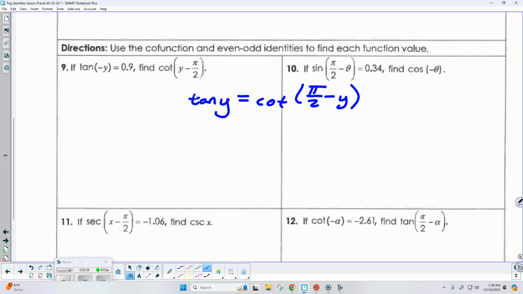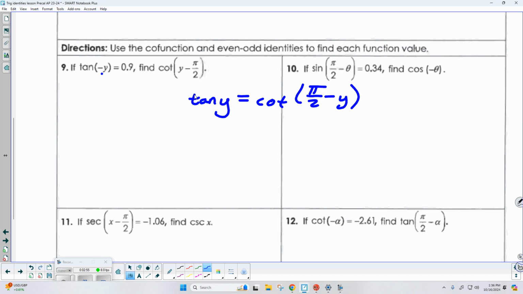Okay, so let's go ahead and start with what they give me. Tangent of negative y equals 0.9. This is where even and odd comes in. If your variable is negative and you're dealing with an even function, that negative can simply vanish. We can just get rid of it. We don't have to worry about it. If it's an odd function, then that negative gets pulled to the front of your trig function. So the function itself is negative.